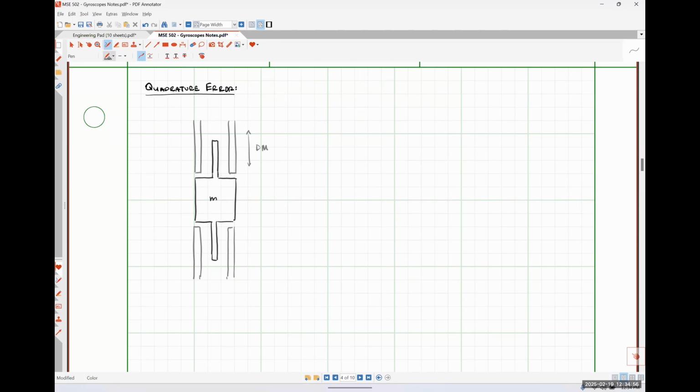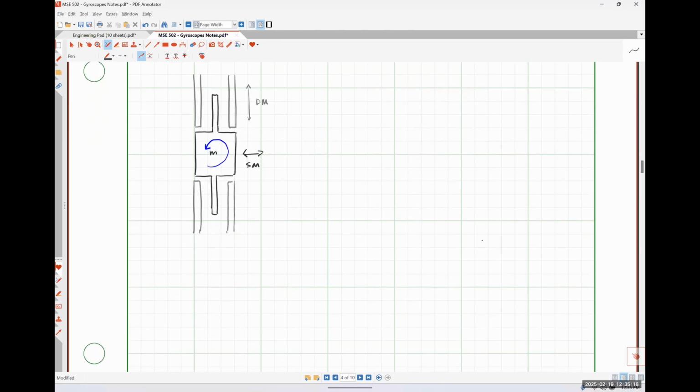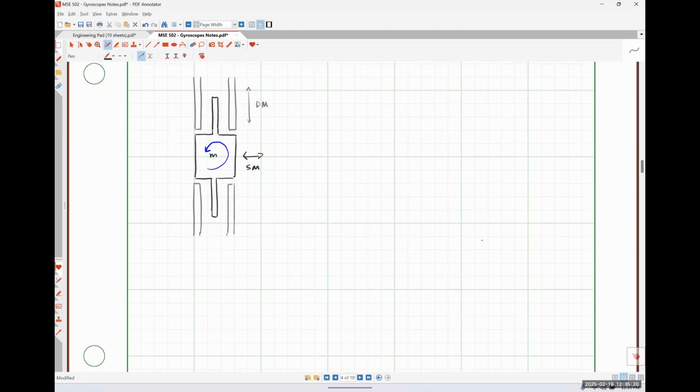And if our mass experienced some rotation, then we would expect to see sense mode vibrations strictly left and right. Okay, so this is what would happen under a Coriolis acceleration with no quadrature error.